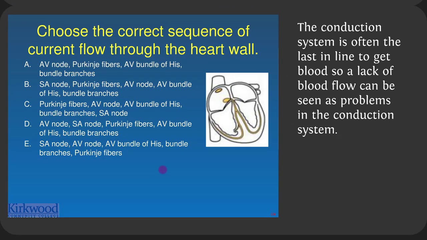So choose the correct sequence of current flow through the heart wall. We can immediately eliminate everything but B and E. I don't really like SA node to Purkinje fibers because I know that I'm going to go through the AV node next, so that's how I'm going to eliminate B. I like E: SA node, AV node, bundle of His, bundle branches, Purkinje fibers.